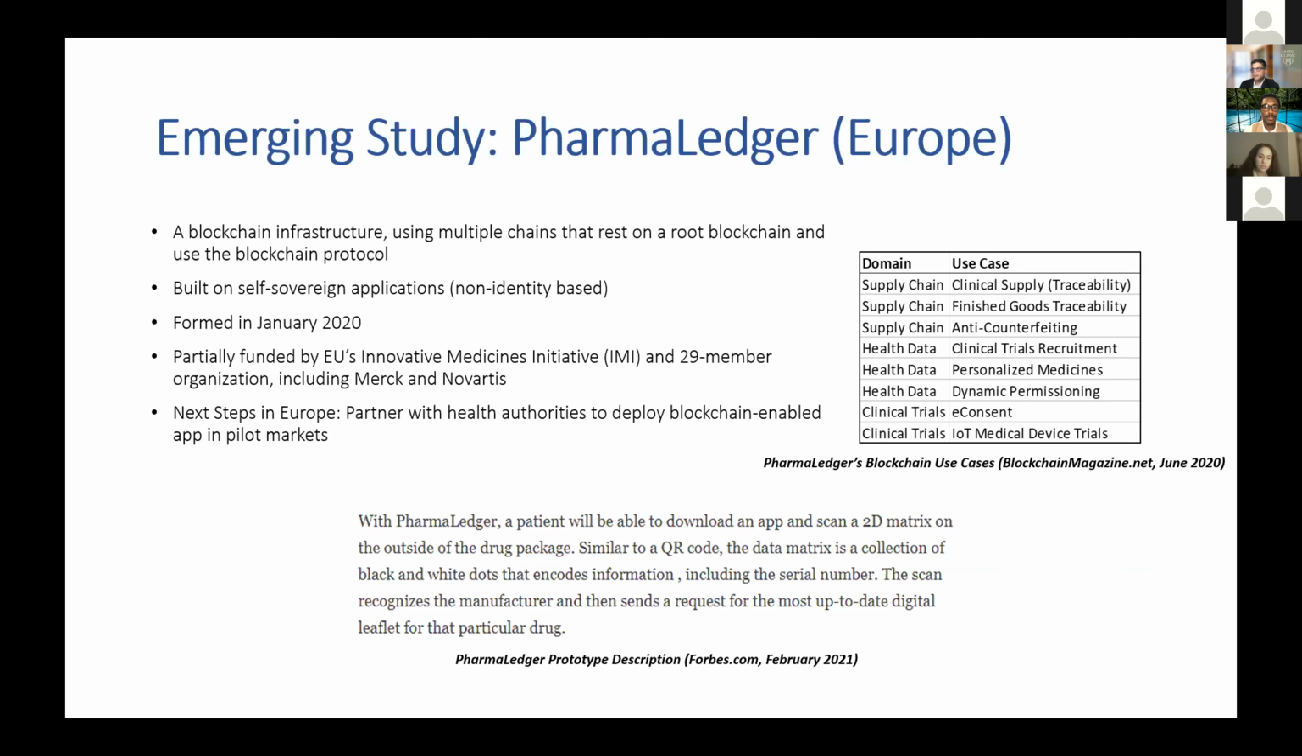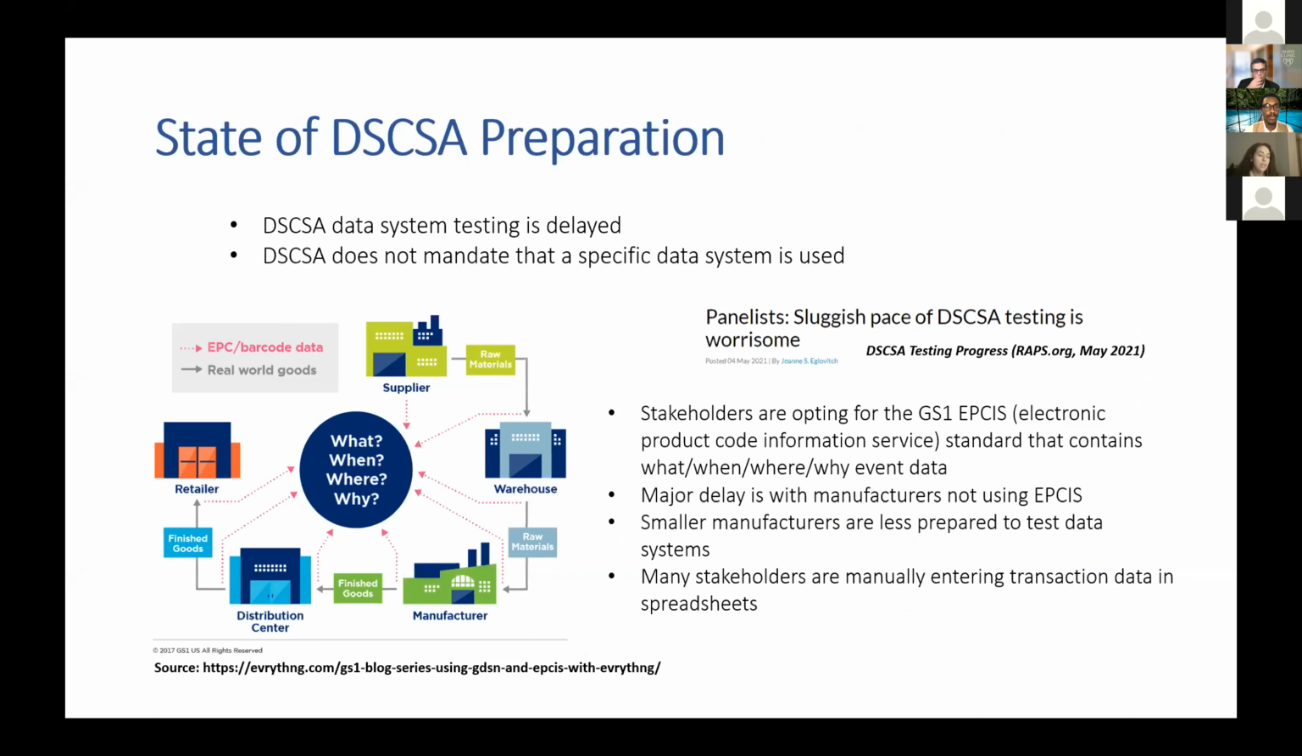And the system that they used was built on previous literature, and then a deployment of what they're calling a pharma ledger that allows patients to download just an app and then scan a little 2D matrix code on the outside of a drug package. It's kind of like barcode scanning, but for an individual person. And it's similar to that QR code, but it stores all that information that's required according to EU guidelines, and it does recognize the manufacturer and then sends a request for the most up-to-date digital leaflet for that particular drug. So it's in early stages, but it has been working, and they're satisfied with the results. And that's in Europe. And if you want to go to the next slide, sorry.